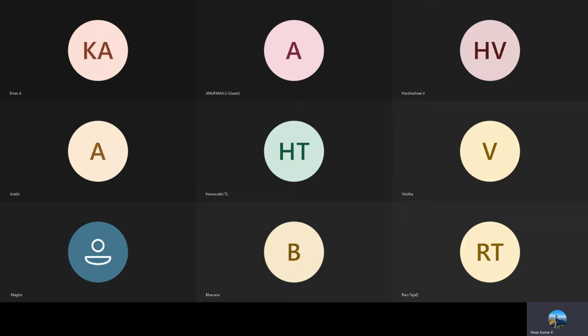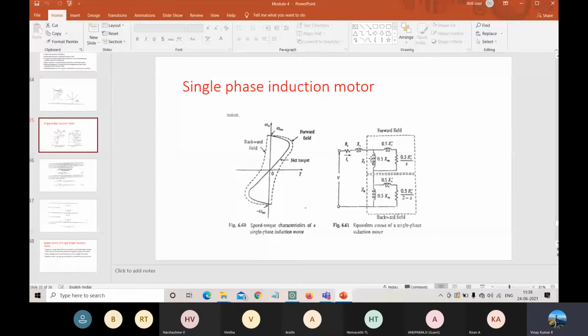The mutual inductance in parallel with the stator dependent rotor resistance and inductance. Similarly for the backward field, ZB is equal to 0.5 XM in parallel with 0.5 XR dash plus 0.5 RR dash by (2 minus S). So this is the concept that we have studied yesterday. Today we will solve one problem based upon this concept.